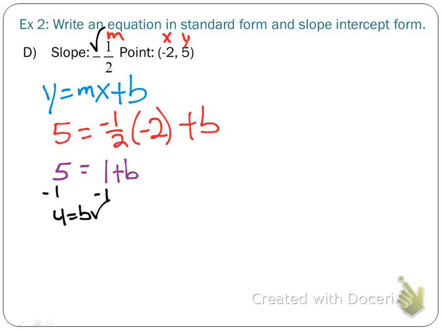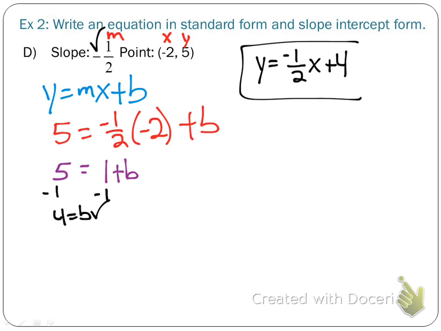So what is my equation in slope-intercept form? y equals negative 1/2 x plus 4. Plus 4, good. That's one answer. Then what? Add 1/2 x. And we want that up front. So 1/2 x plus y equals 4.